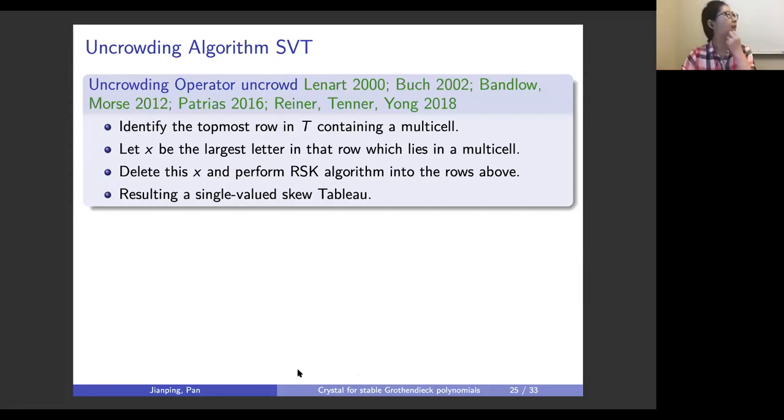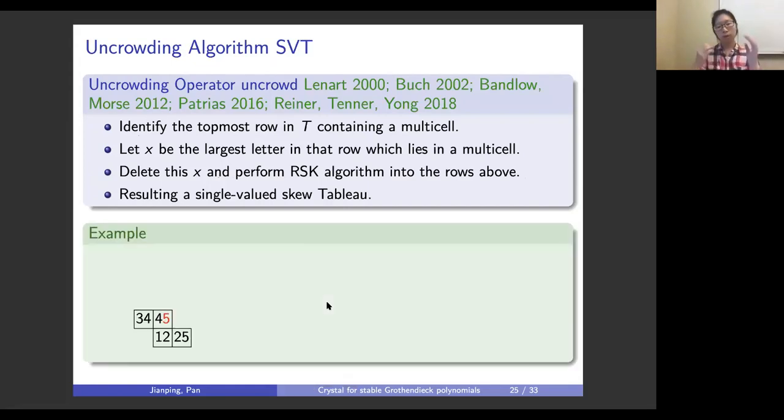Okay, I think the last result is on the uncrowding algorithm. It's not called insertion, but because we actually perform RSK insertion in the middle, I'm putting it under the insertion algorithm. So when you have a semi-standard set-valued tableau, there's a very natural way to obtain a semi-standard Young tableau by doing a certain RSK algorithm.